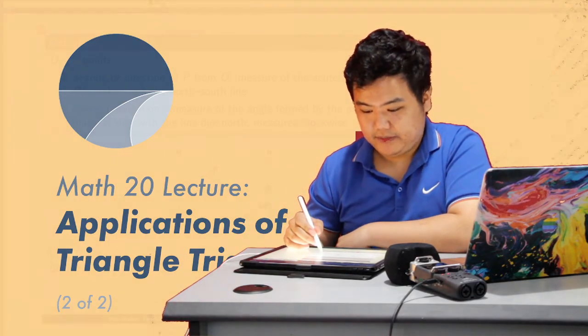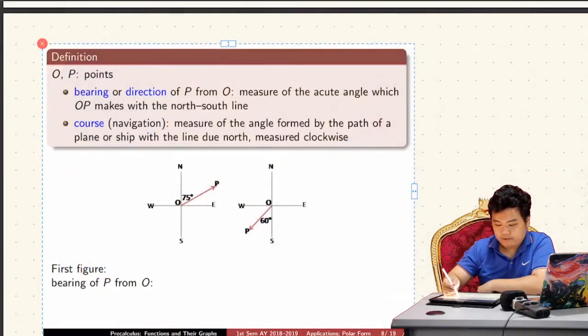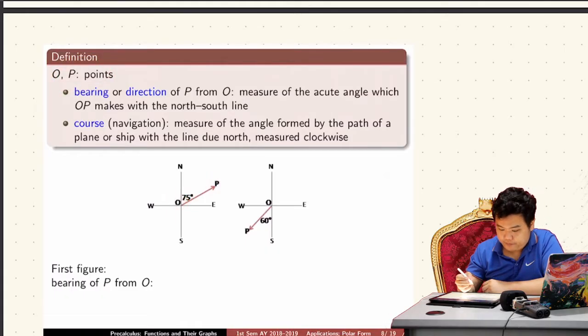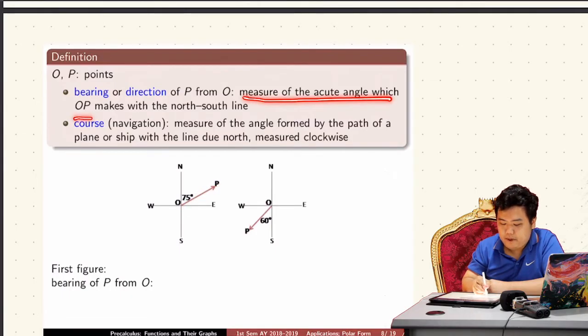So ngayon, ipagpapatuloy natin yung discussion natin about the applications of triangle trigonometry. So let us begin by defining some terms. Okay. So let's say you have 2 points O and P. Let's say this is O, this is P. And from point O, you have the north, south, west, east. So O yung gitna. And yung bearing or direction of P from O is the measure of the acute angle which OP makes with the north-south line.